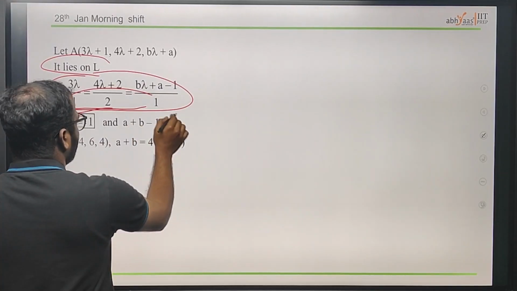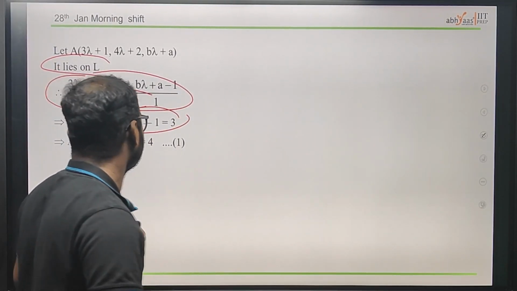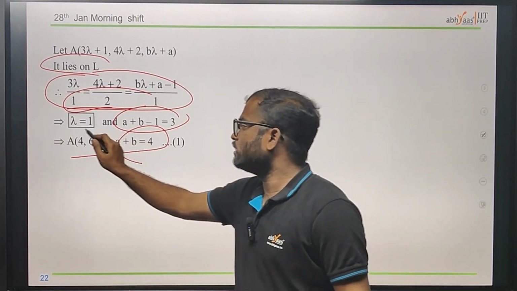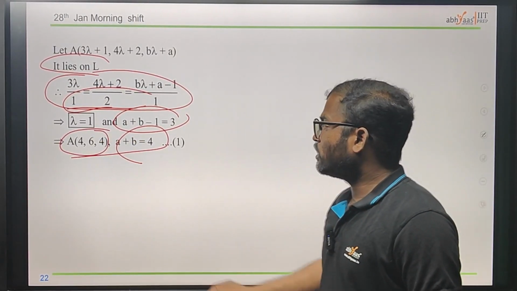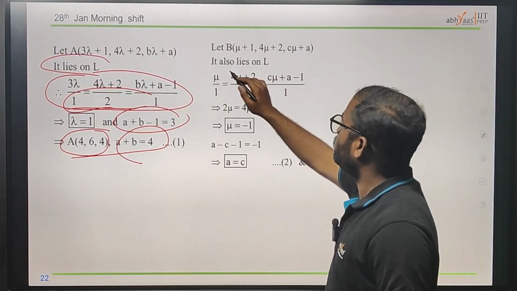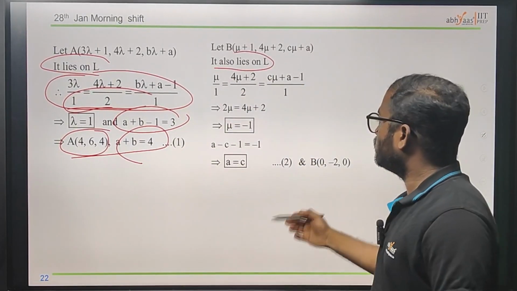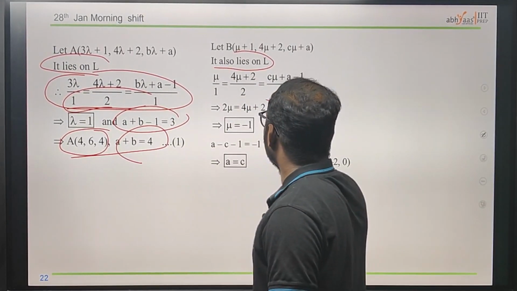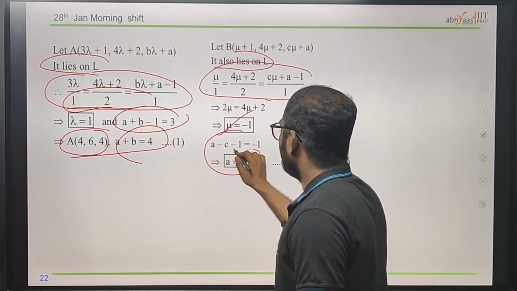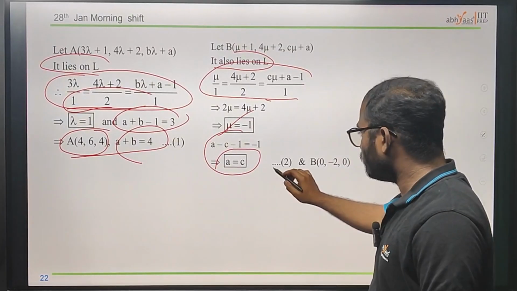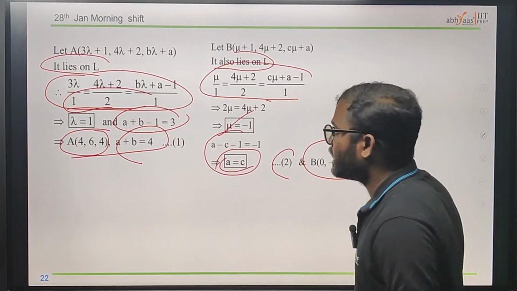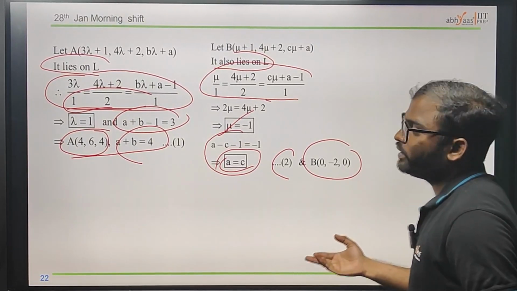Also A plus B minus 1 equals 3, so A plus B is equal to 4, and by substituting lambda we got the A point. Now for the B point, similarly we have mu. It also lies on L, therefore we get 1, 2, 1 with mu, and we can easily find mu. As well, we got A equal to C, that is 2, and the B point as well. Therefore we got the A point and the B point.